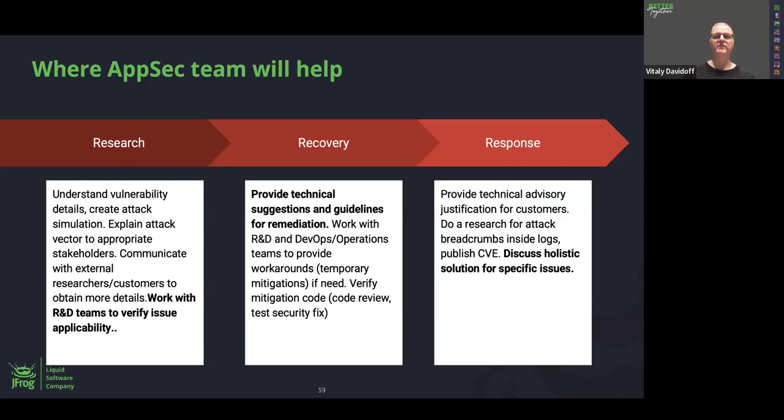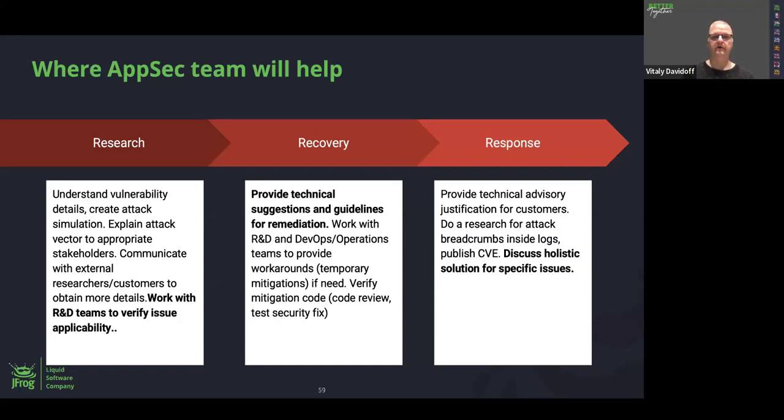And we need to provide this information to all stakeholders, to R&D managers, to support managers, to production managers, and so on. So we need to explain. And we also need to communicate with external researchers, maybe, if this issue came from our customers or maybe an external researcher, and work with the R&D team to verify issues. Applicability, as I said, affected, not affected, is very important.